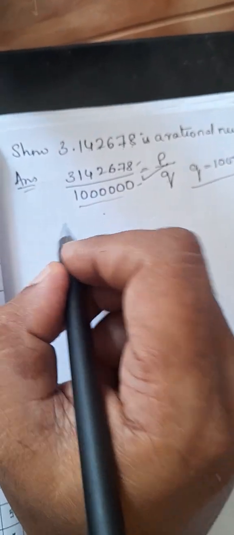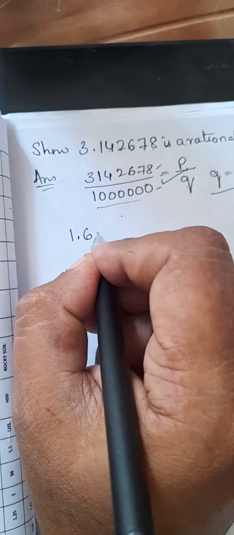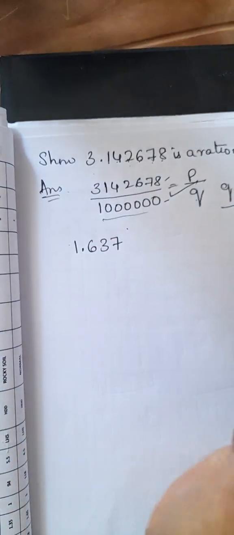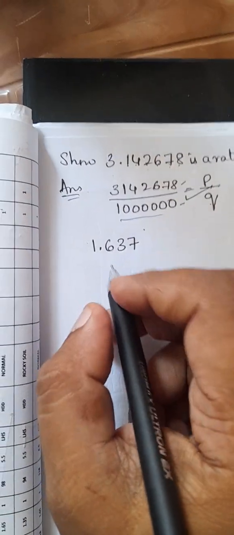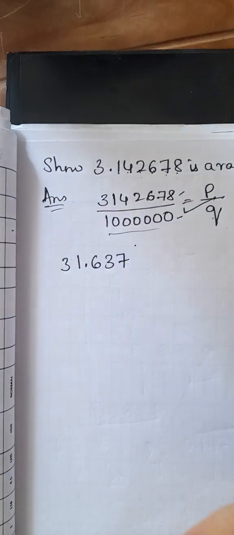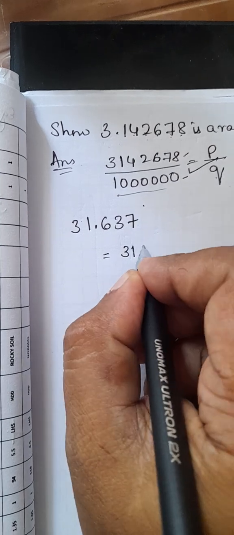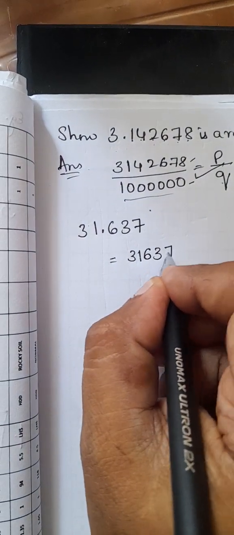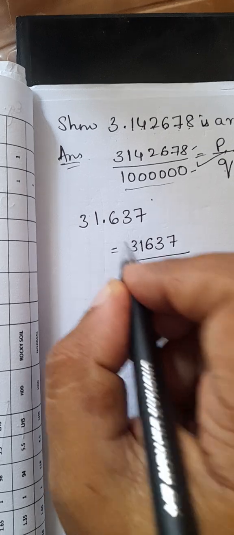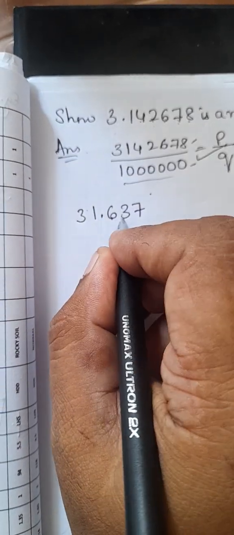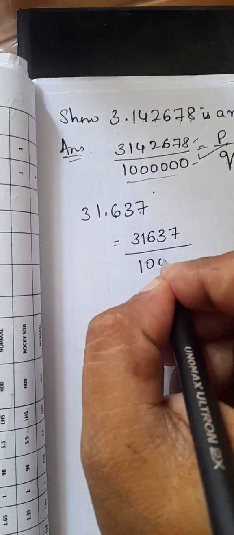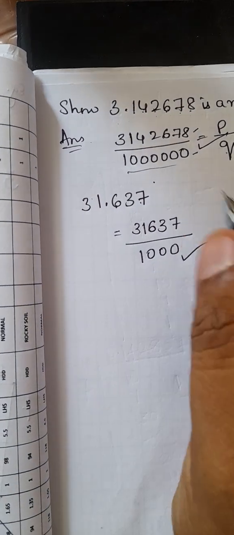So for example, if I say represent 31.637 as a rational number, how do you represent this? This can be represented as 31637 divided by 1000. You have how many decimal digits? 1, 2, 3. So this is the decimal representation.